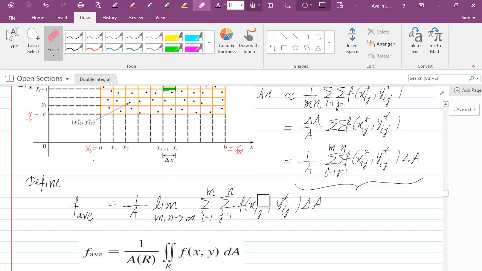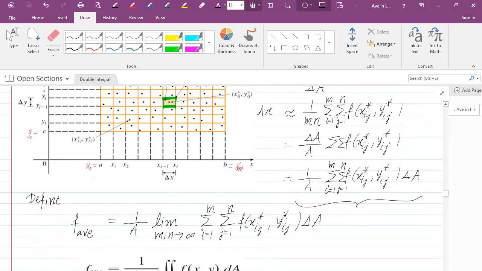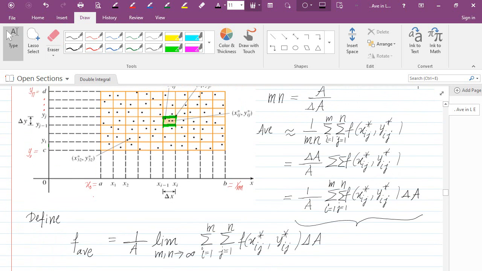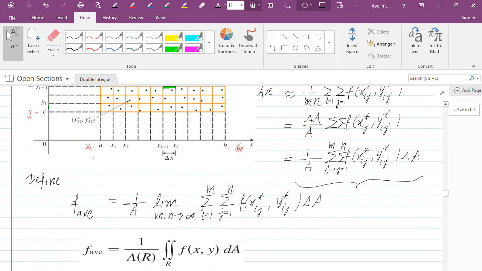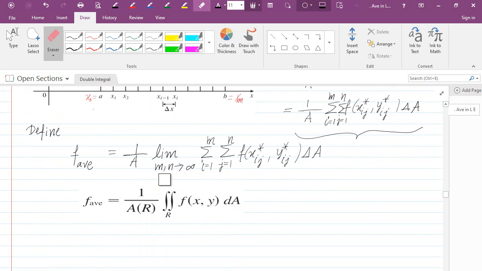And obviously it makes sense to define it this way because our approximation of the average value would get better and better if m and n get bigger and bigger. But recall that this limit is exactly the definition of the double integral of f over the rectangle R. So the average value of f is equal to the double integral of f over R divided by the area of R.